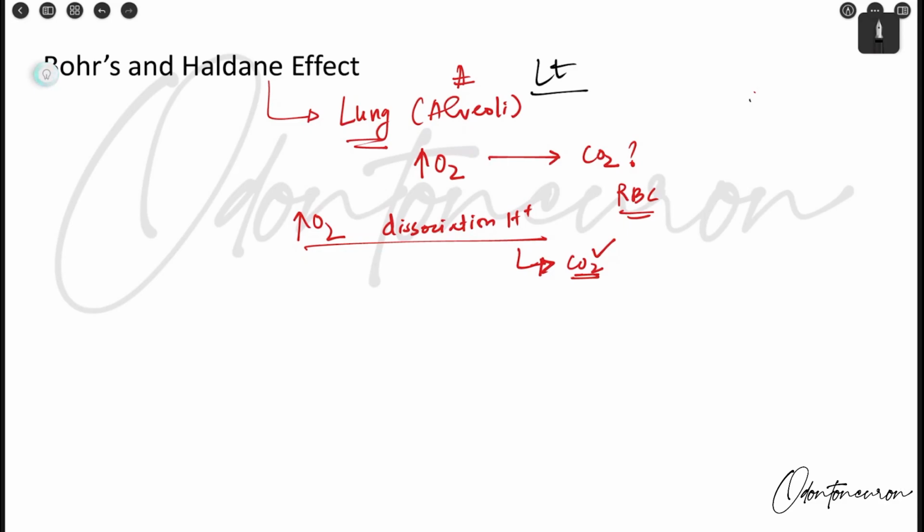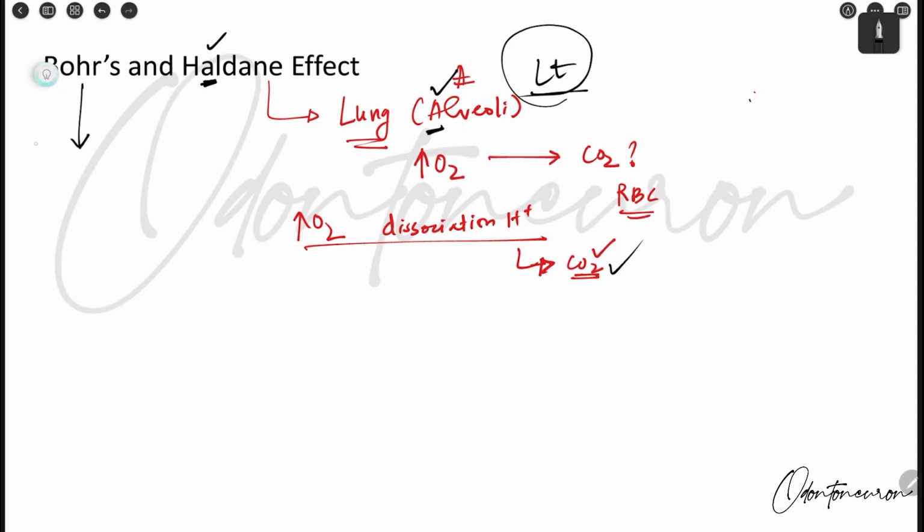Okay, and in the alveoli, it's releasing CO2. This is what your Haldane effect is about. The mnemonic for this is H is for A, Haldane. A is for alveoli. Alveoli is in the lung. So in the lung, when there is a high O2 level, it promotes CO2 release from RBC. So it's a left shift.